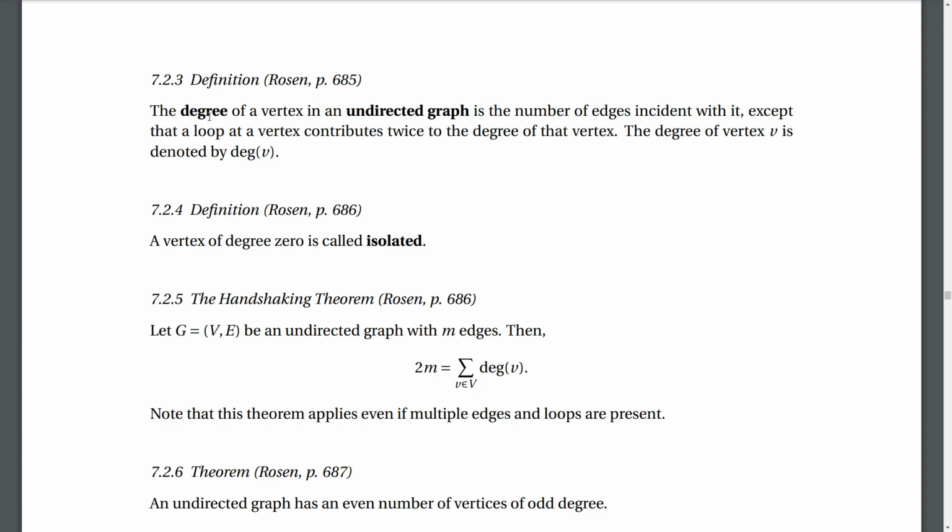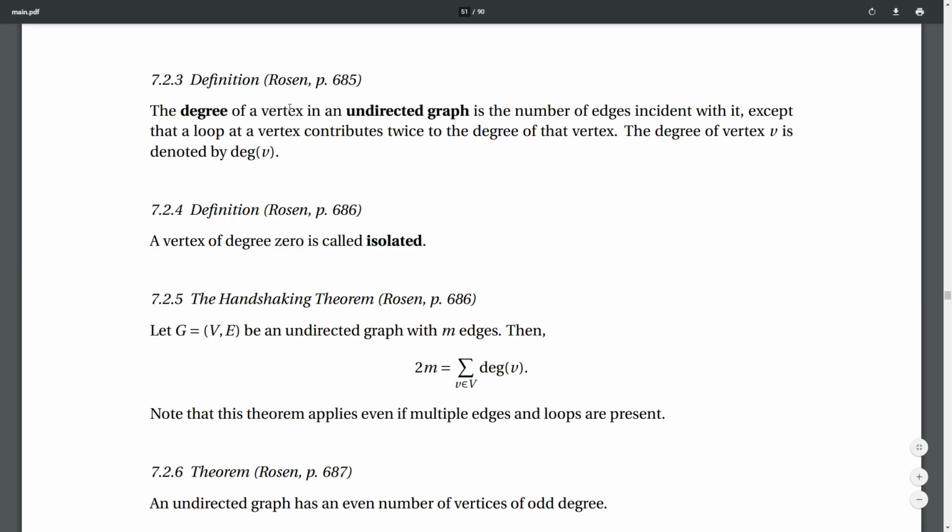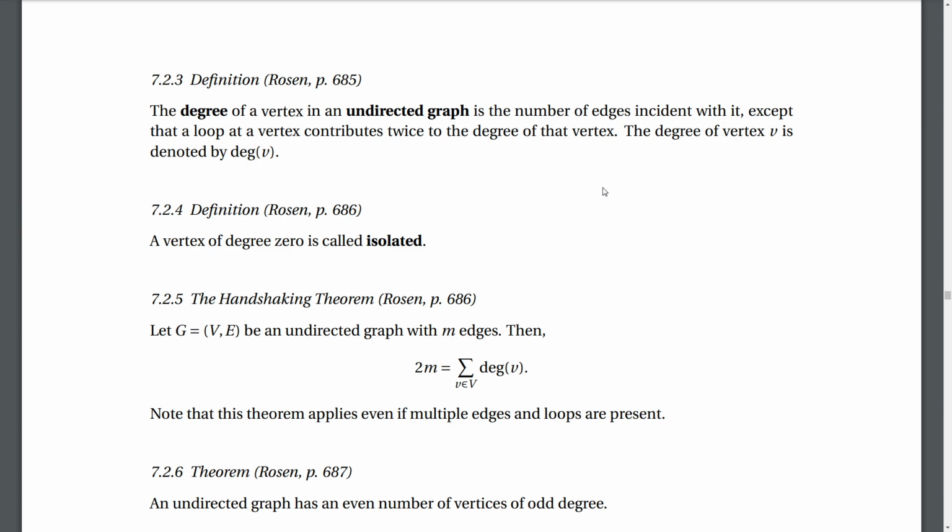Okay. So the degree is a term for the vertex itself, right? And this is in an undirected graph. The degree is just the number of edges that connect to it. It gets a little confusing if you have a loop, right? If you have a loop, then it leaves and it comes back in, so it counts as degree 2.